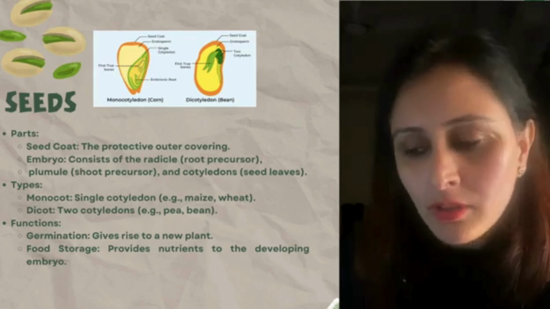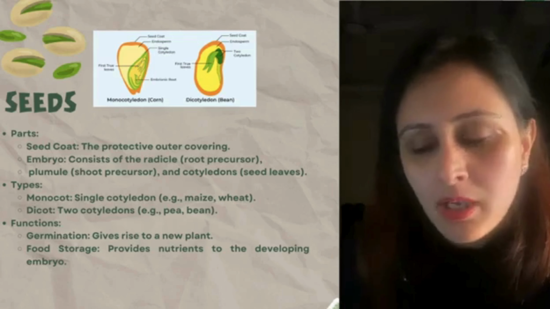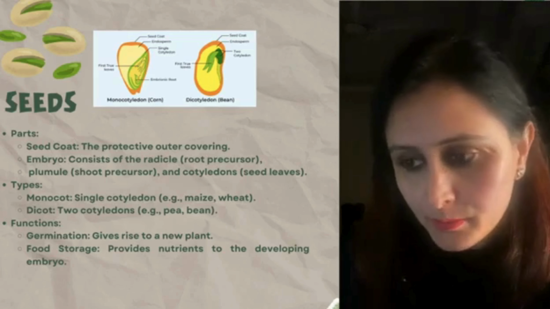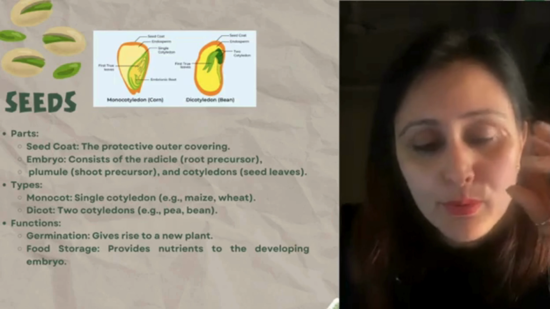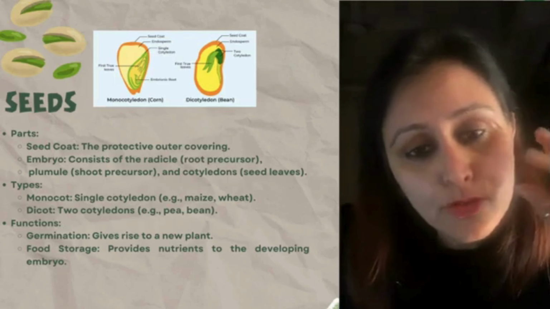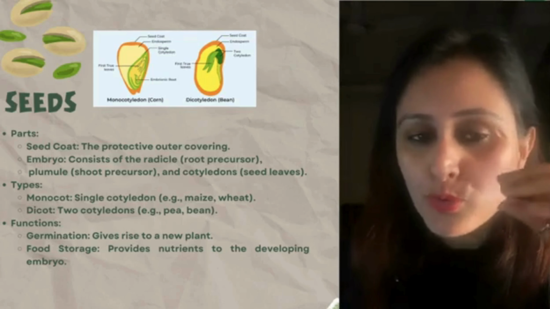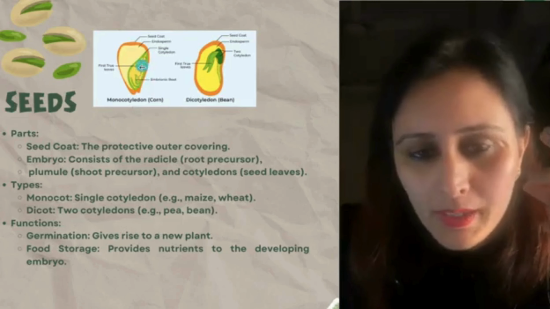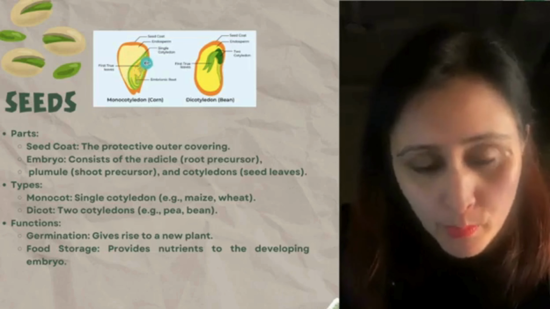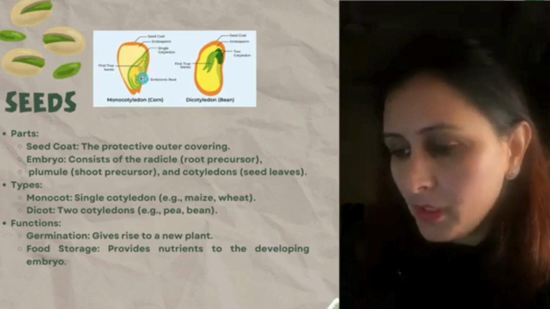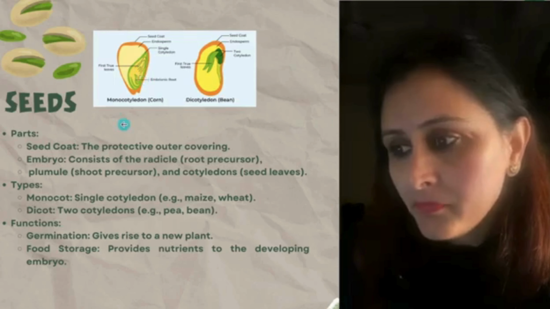Now what is the function? The function is germination, and it gives rise to the new plant, right? Food storage, of course. The embryo is inside, and the new plant is forming, so it has to store some food so that the plant can grow well inside. So it provides nutrients to the developing embryo, right? So this is the main role of the seeds.